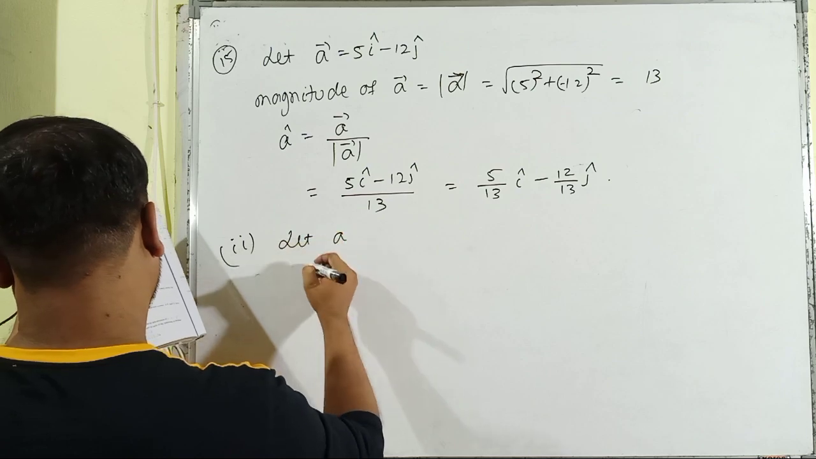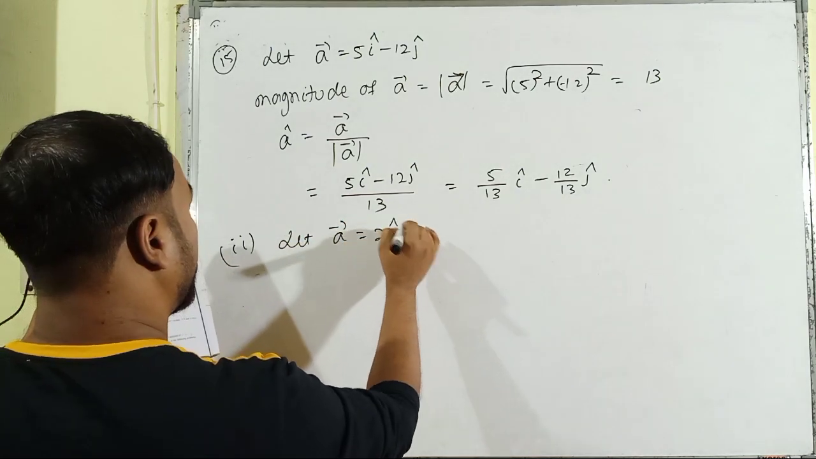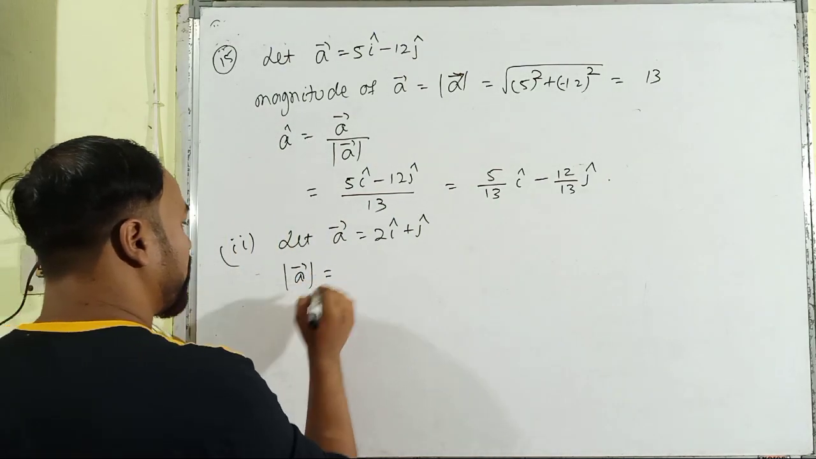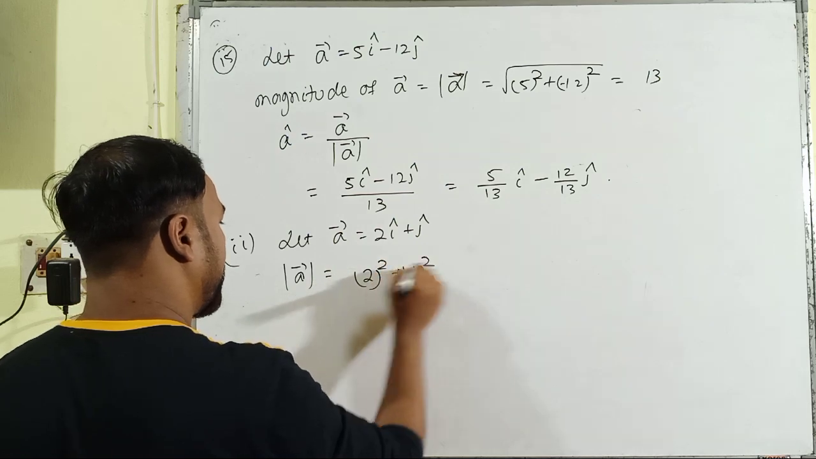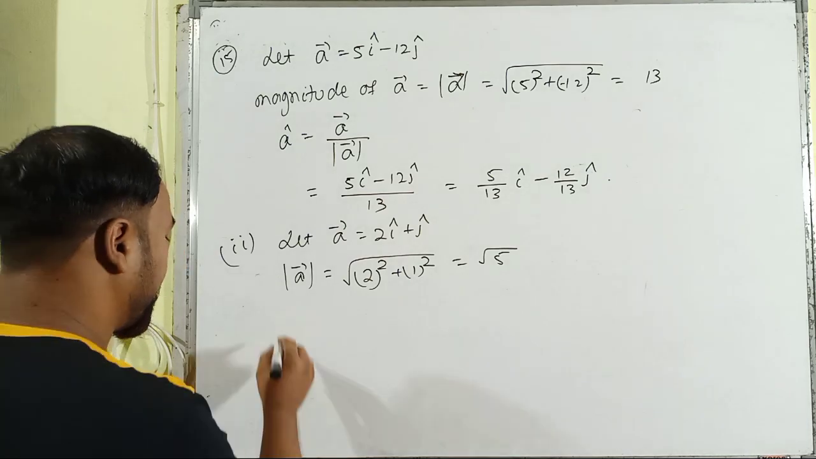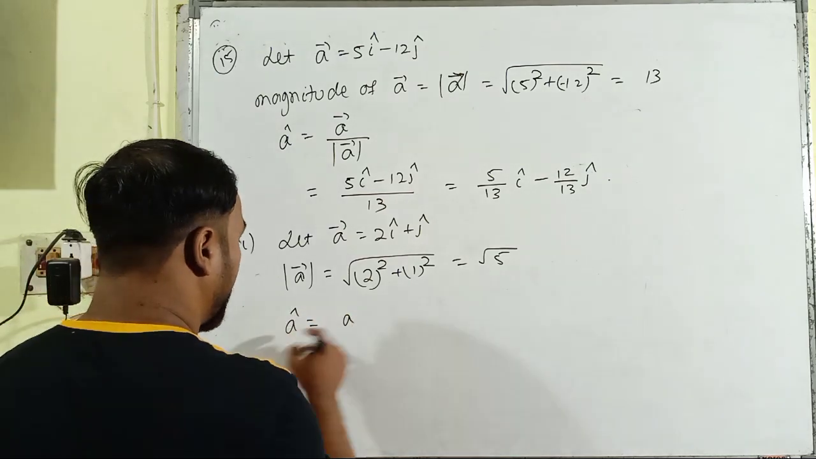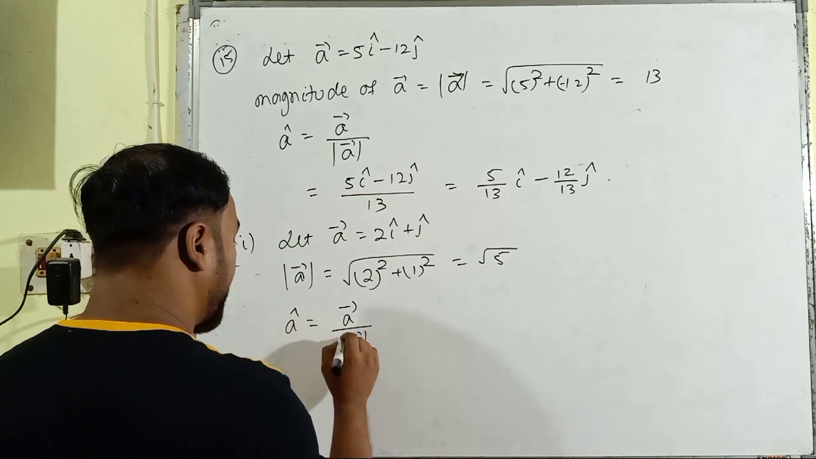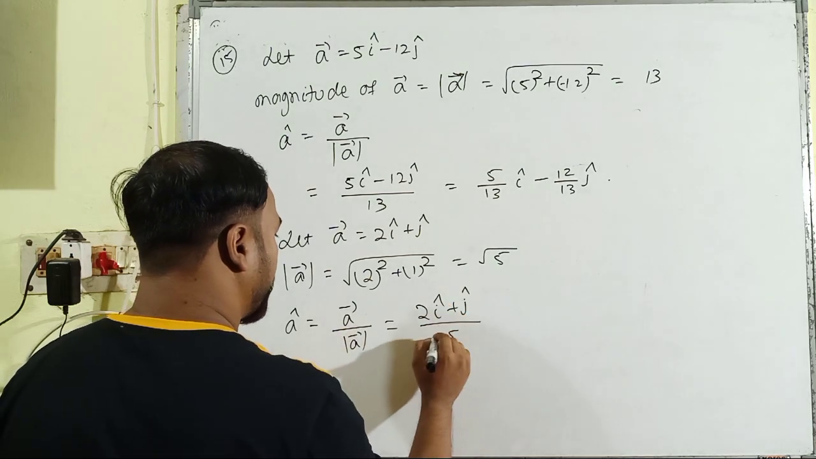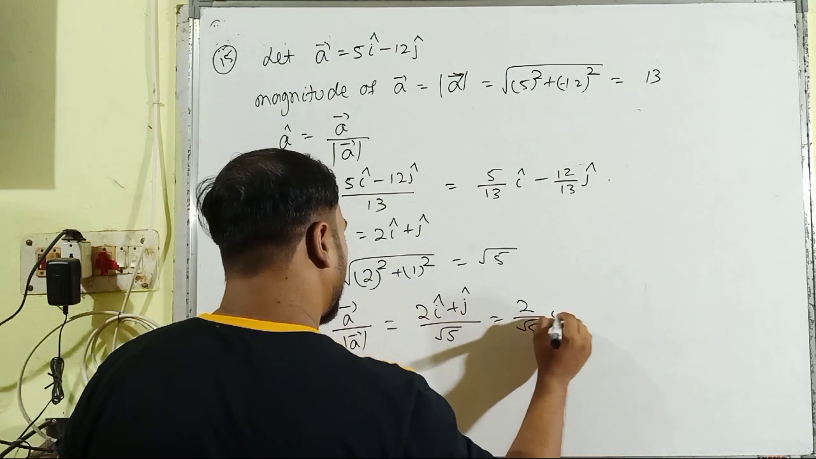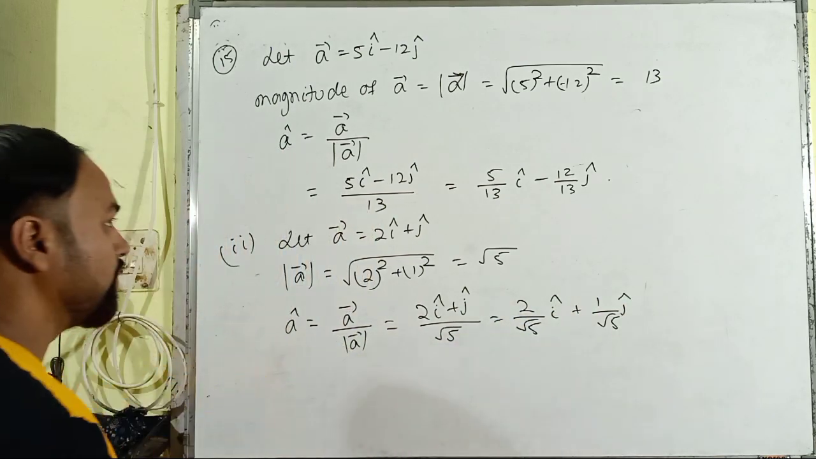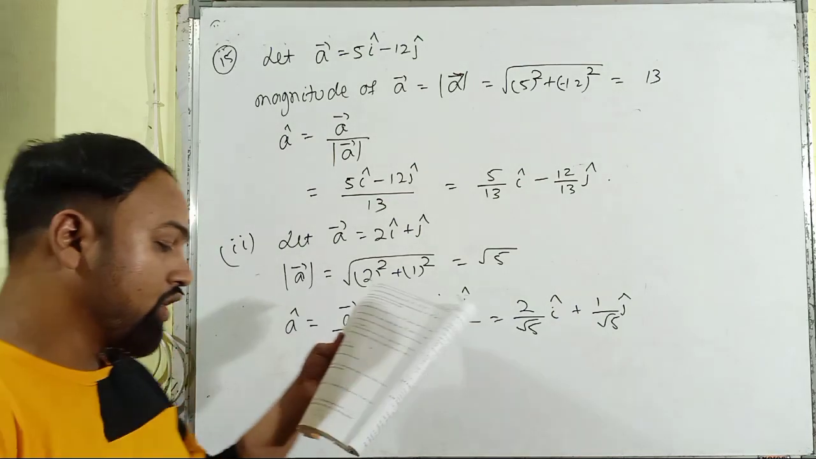Let A vector be equal to 2i cap plus j cap. First of all we have to find its magnitude. Magnitude of A vector is square root of 5. Then we have to find its unit vector. The unit vector of A, which is a cap, is equal to A vector divided by magnitude of A vector. Here A vector is 2i cap plus j cap divided by square root of 5, that means 2 divided by square root of 5 i cap plus 1 divided by square root of 5 j cap, and it is the unit vector having the direction of the given vector.